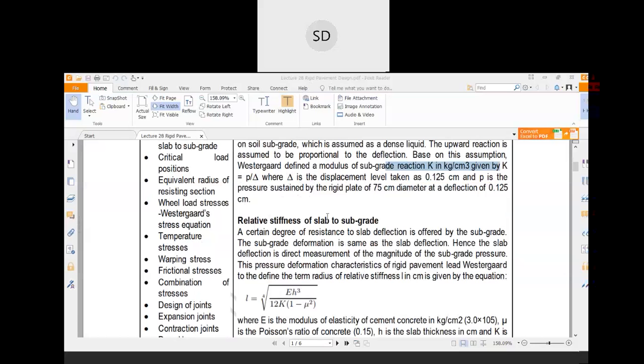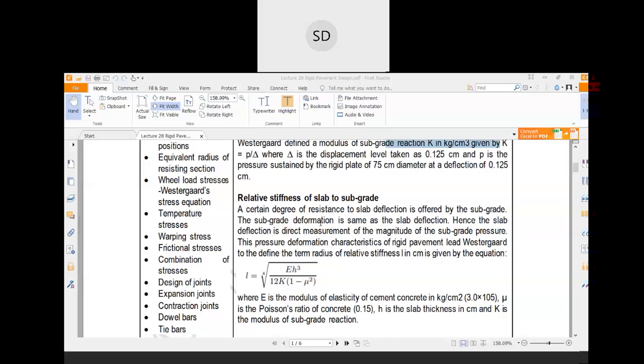So another parameter is relative stiffness of slab to subgrade. So what is this relative stiffness? Relative stiffness, as per the term, is defined as a stiffness which is relative to something else. So a certain degree of resistance to the slab deflection is offered by the subgrade. As your rigid pavement is resting over the soil subgrade, a certain type of deflection is offered by the subgrade itself. Now this subgrade deformation is the same as the slab deflection. So how the slab deflects, similarly the subgrade is also deformed.